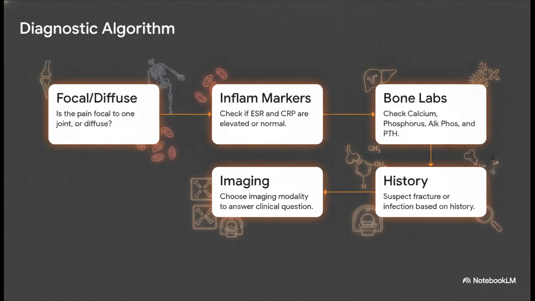Whenever a patient shows up with aching bones or joints, your brain needs to automatically run through 5 rapid steps. 1. Is the pain focal to one joint or is it diffuse? 2. Are inflammatory markers like ESR and CRP elevated or totally normal? 3. What's going on with the calcium, phosphorus, alkaline phosphatase, and PTH axis? 4. Based on the history, should we be suspecting a fracture or maybe an infection? And finally, step 5. Which imaging modality actually answers your specific clinical question? Let's use this exact framework to lock down the absolute highest yield bone pathologies.